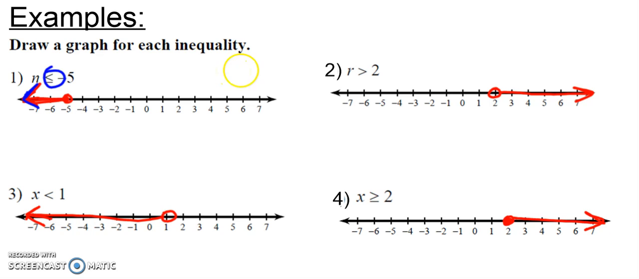Okay, we have the second one, r is greater than 2. So here we are at 2, it does not include 2, and it's greater than. Also, just like I pointed out on the previous one, we have that symbol, and over here we also have a matching symbol. Our little alligator mouth, as you could call it, is opening up to the right just like the arrow. Number 3, we have x is less than 1. It's not going to include that number 1, and it's pointing less than. And then we have x is greater than or equal to 2. That is a closed circle pointing greater than 2.